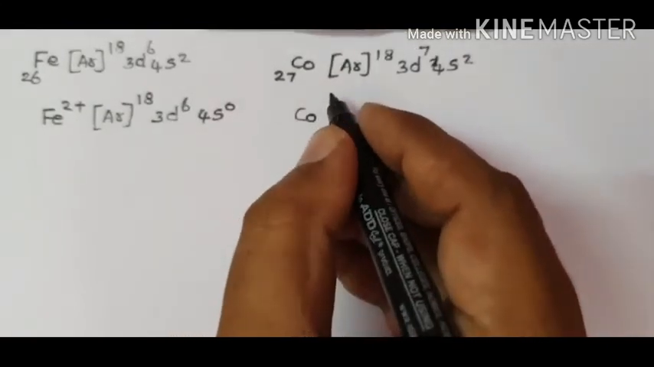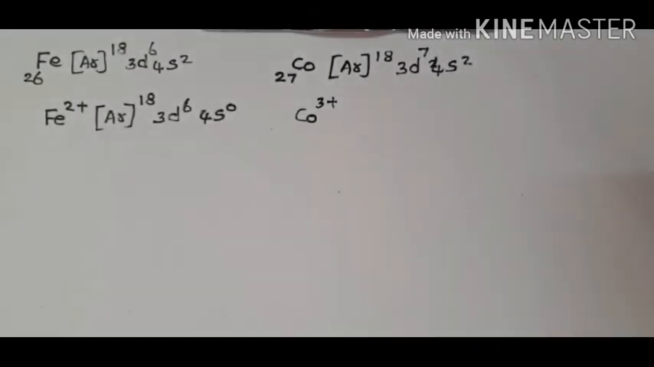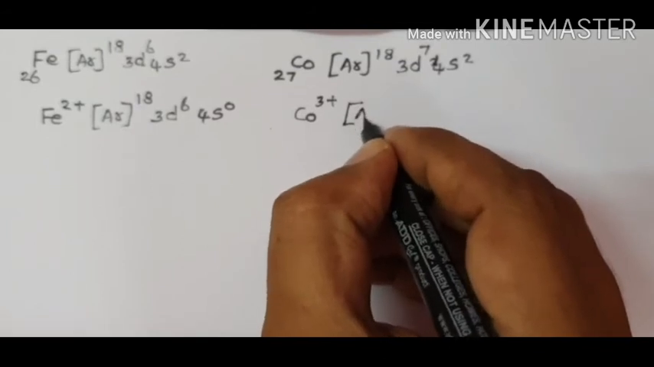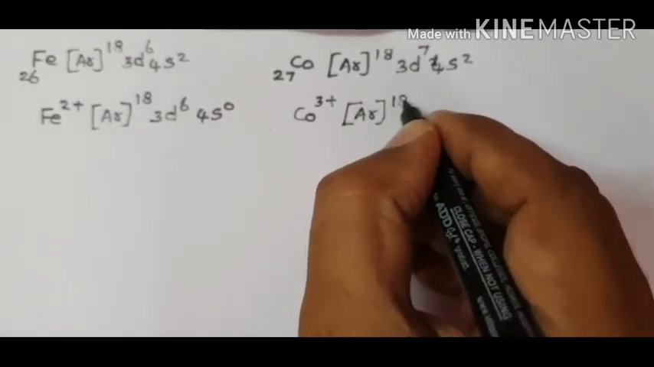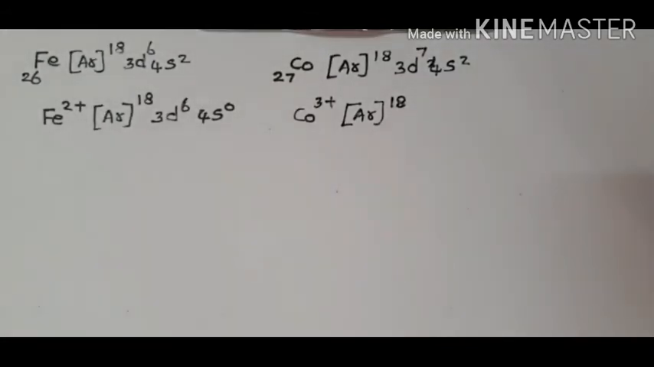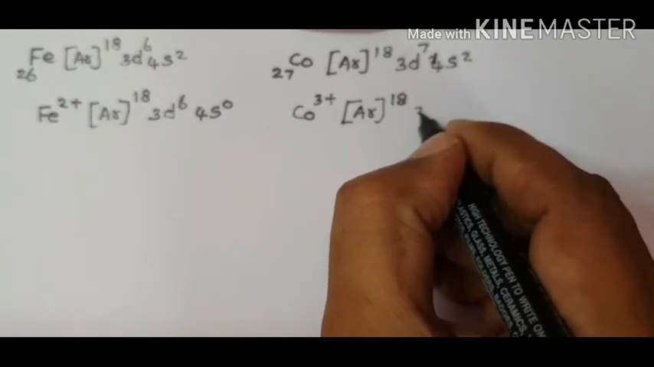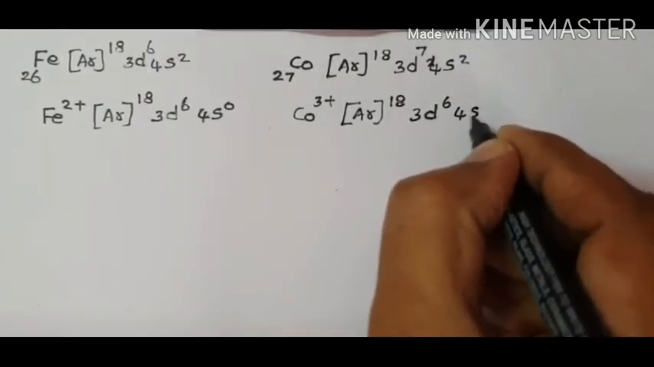And also the cobalt 3 plus ion. 3 plus indicates loss of how many electrons? 3 electrons. Now write the electronic configuration. Argon 18, argon atomic number 18. 3 electrons, 2 from s, 1 from d. Therefore, 3d6 4s0.